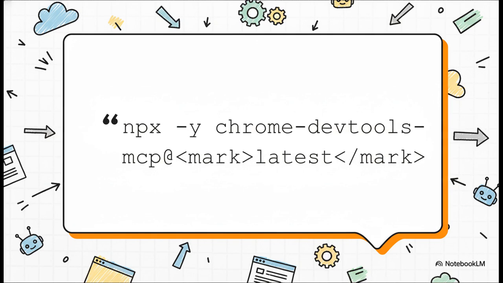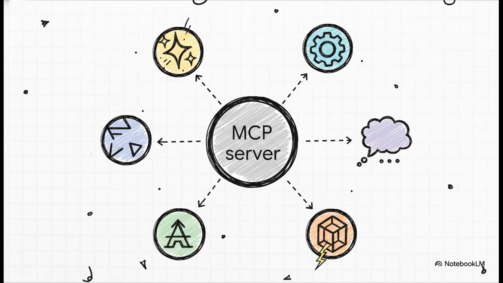And this right here is the magic command. The great thing about using NPX is that you don't even have to permanently install anything on your system. This command just fetches and runs the latest version of the server for you. It's clean, simple, and you're always on the latest version. Now, the best part is that this isn't some niche tool that only works with one platform. It's built on an open protocol, which means it works with all the major AI coding assistants you're probably already using, from Gemini and Copilot to Claude and the JetBrains AI assistant.